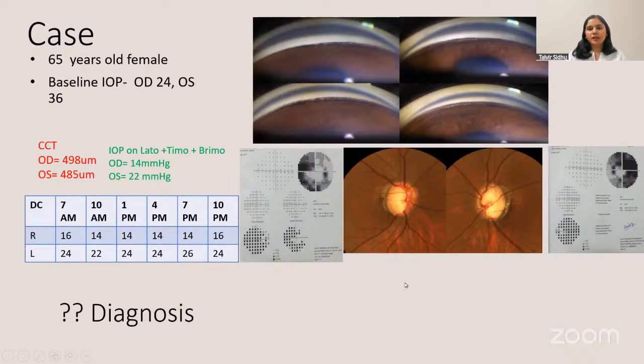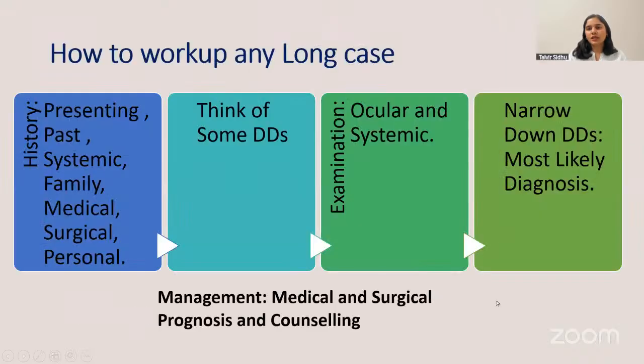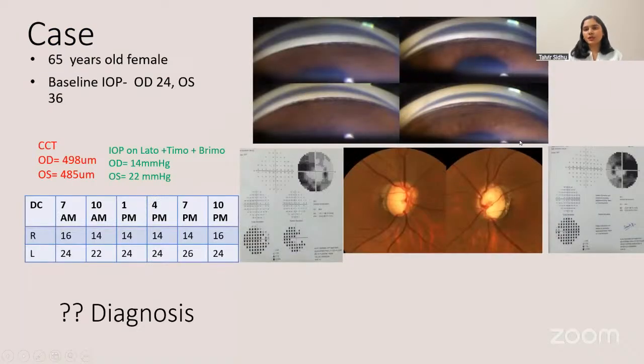Could you please tell me, looking at the gonio pictures and the disc photos, what is the diagnosis of this patient? Yes, ma'am. So it's a 65-year-old female with pressure high on both the sides, and all the 4 gonioscopy pictures look open. So probably a primary open angle glaucoma, and even the visual fields show advanced glaucomatous visual field defects. An advanced stage of primary open angle glaucoma.